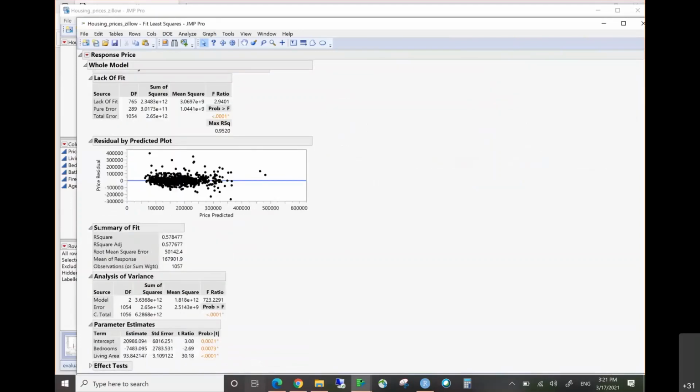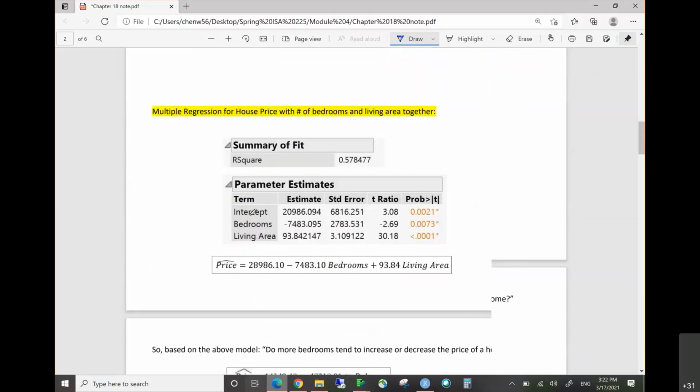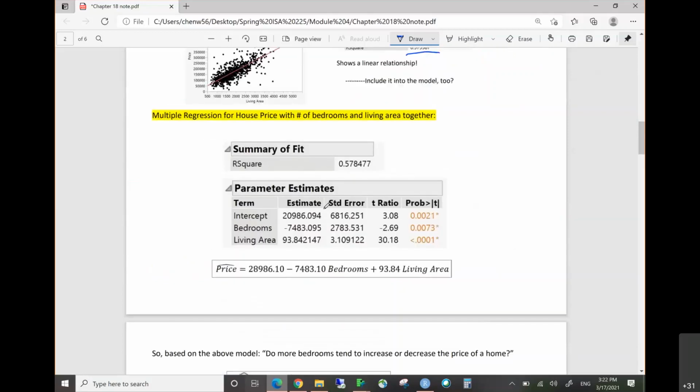You still have these three tables. You still have the summary of fit table, which tells you how well your model fits your sample data. You still have your ANOVA table. You still have your parameter estimates table. All right, so let's just focus on the parameter estimates table first.